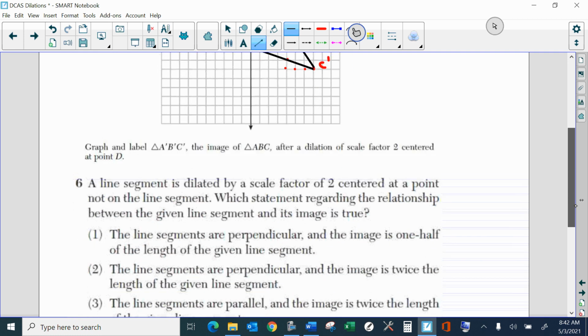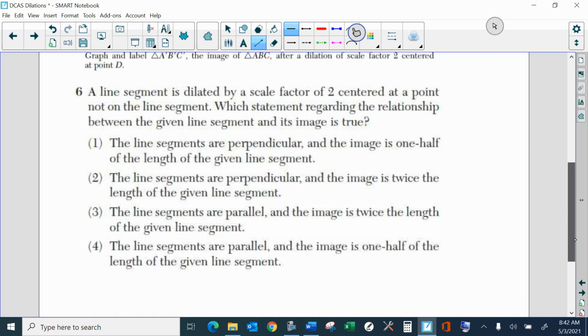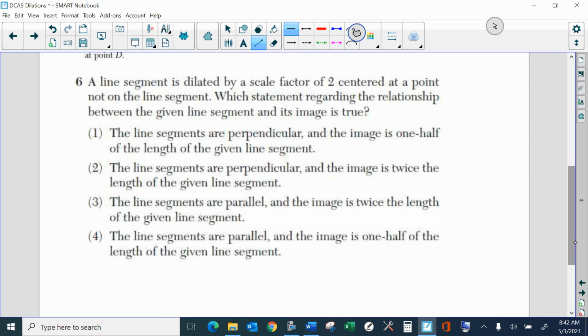Okay, use a slope. A line segment is dilated by a scale factor of 2, centered at a point not on the line segment. Which statement regarding the relationship between the given line segment and its image is true?